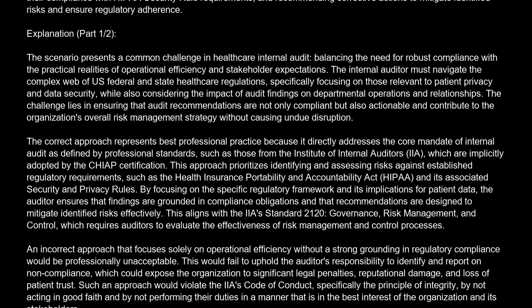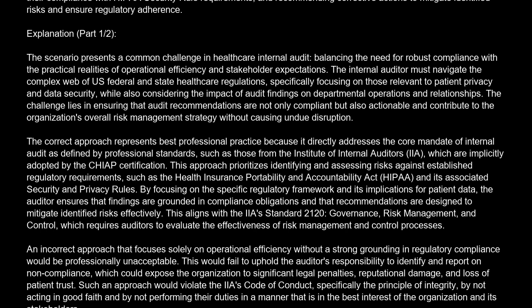Explanation. The scenario presents a common challenge in healthcare internal audit, balancing the need for robust compliance with the practical realities of operational efficiency and stakeholder expectations. The internal auditor must navigate the complex web of U.S. federal and state healthcare regulations, specifically focusing on those relevant to patient privacy and data security, while also considering the impact of audit findings on departmental operations and relationships. The challenge lies in ensuring that audit recommendations are not only compliant, but also actionable and contribute to the organization's overall risk management strategy without causing undue disruption.